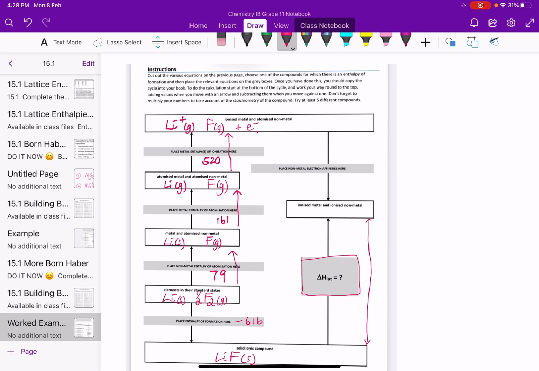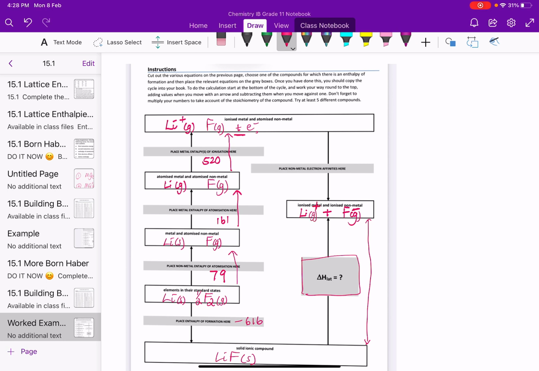Once we've got to this stage, if we look at the cycle, we've got another action to do, which is to calculate or to look up the electron affinity for the non-metal. Now, electron affinities tend to be in the opposite direction in terms of energy. So the non-metal is fluorine. So fluorine is turning from a fluorine atom to a fluoride ion. So fluorine gas goes to a fluoride ion, gaseous. It took the electron that we've got here to do that.